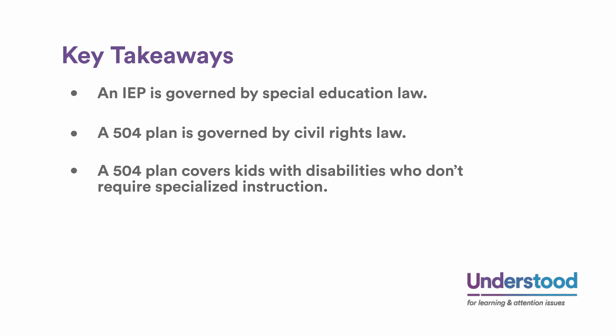Key takeaways. An IEP is governed by a special education law. A 504 plan is governed by a civil rights law. A 504 plan covers kids with disabilities who don't require specialized instruction.